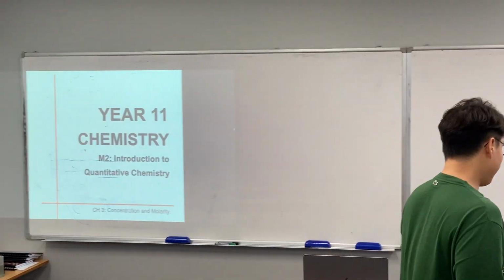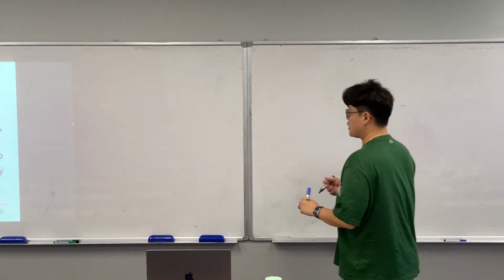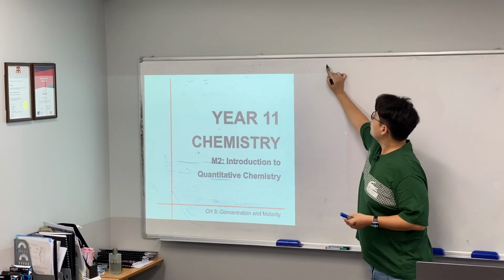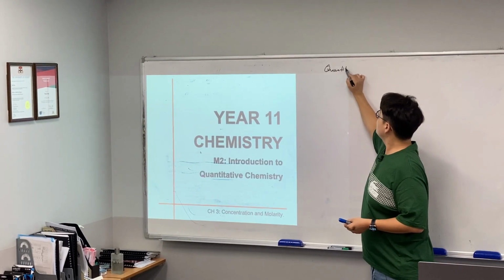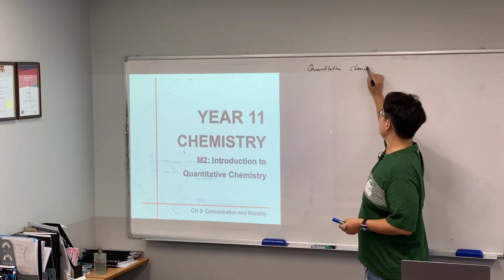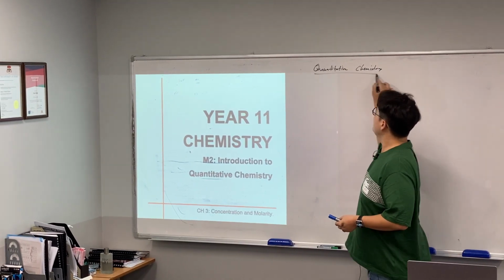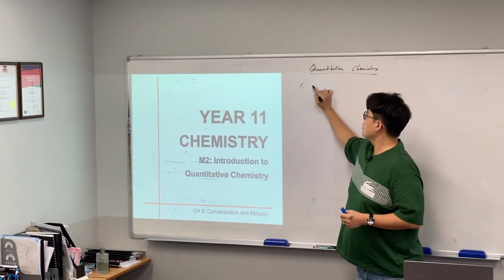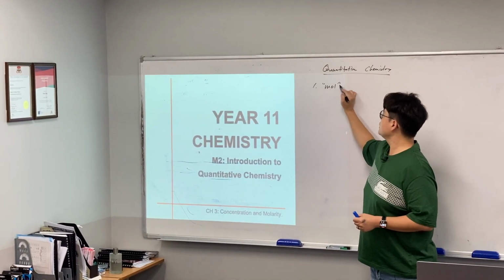Okay, let's quickly revise what we're up to from chapters 1 and 2. We are learning about quantitative chemistry. You don't have to copy this down. I'm just giving you a big summary of what we've been learning. We are still doing quantitative chemistry, and we started learning about something known as moles.